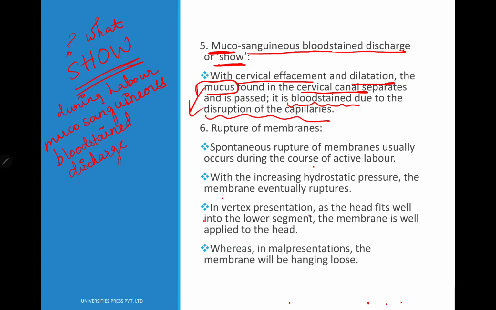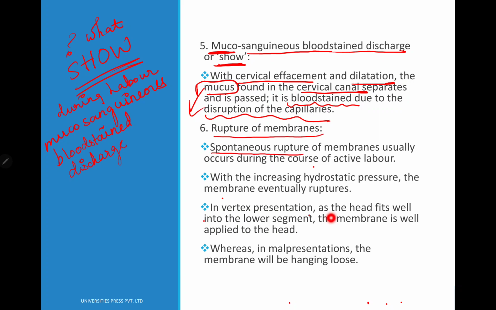So how do you get mucus? Because of cervical effacement and dilatation, mucus is released in the cervical canal. Along with the mucus being released, some capillaries are disrupted. Therefore, it is a mucosanguineous blood-stained discharge. That is show.